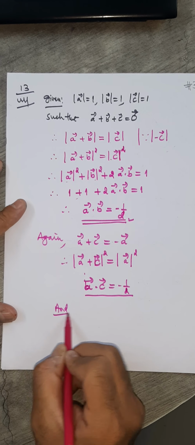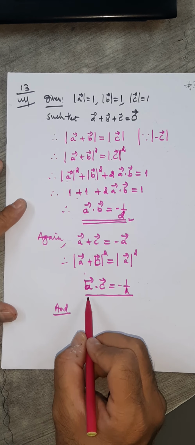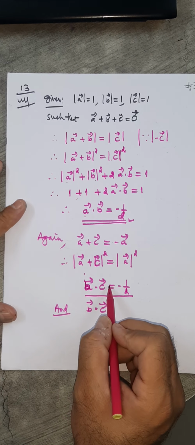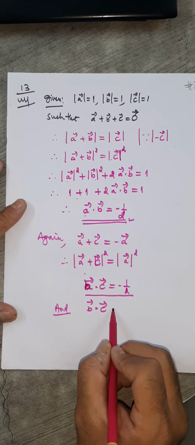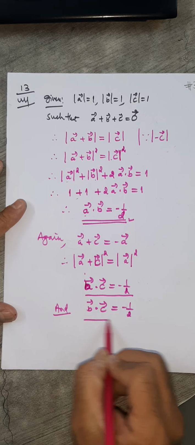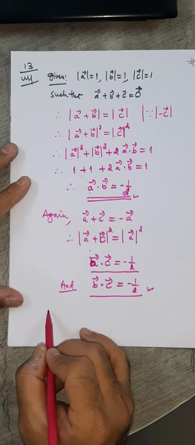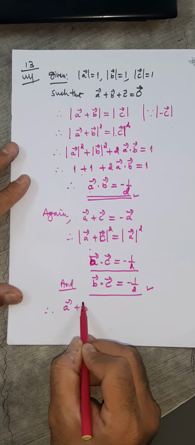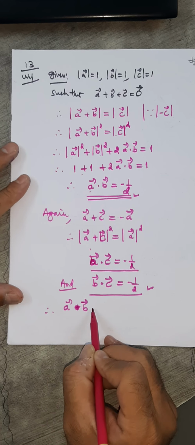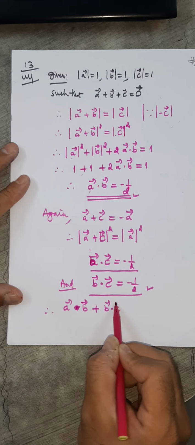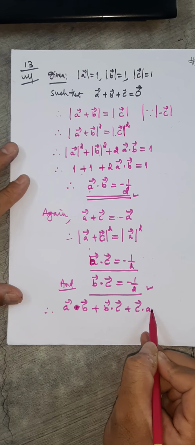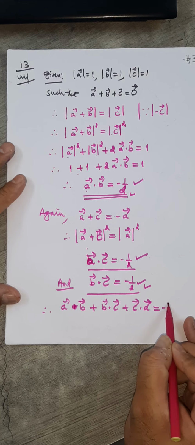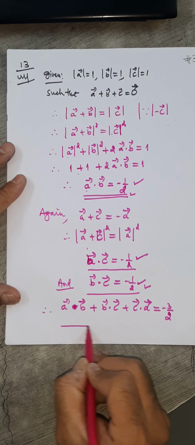And now finally, again you can show that here vector B dot vector C, and now BC is equal to again minus 1 by 2. Same way you can do. And therefore, if you add this, vector A dot B plus B dot C plus C dot A equals how much? Addition of this and this, which is nothing but minus 3 by 2.